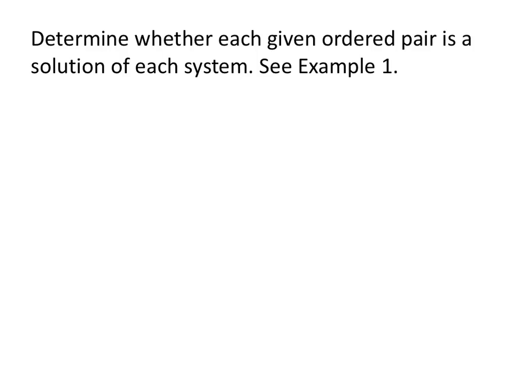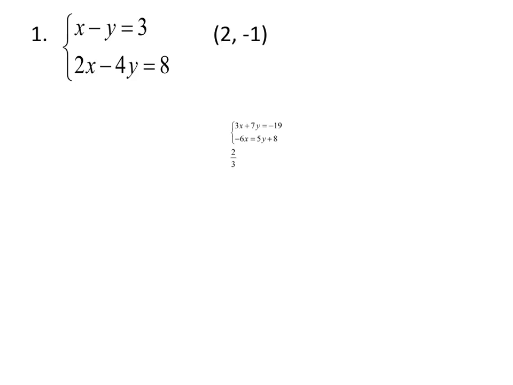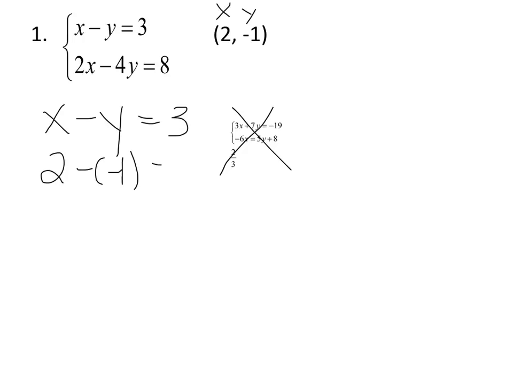Determine whether each given ordered pair is a solution of each system. Remember, you've got x and y, and you're going to plug in. So you have x minus y is equal to 3, so you're going to plug in 2 for x and negative 1 for y. So add a line, change a sign. 2 plus 1 is 3.